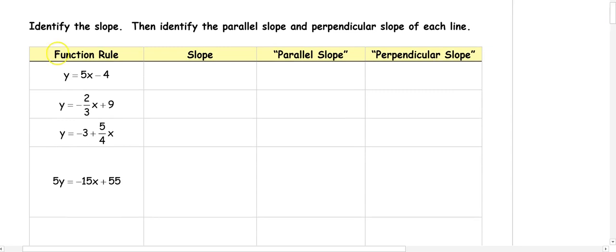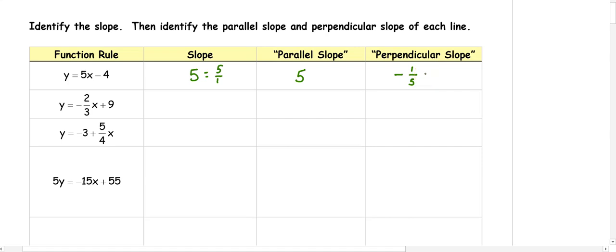So in the first equation, we have y = 5x - 4. So our slope here is 5, which means that the parallel slope is the same, which is also 5. Now remember, if we have a whole number such as 5, we can write that as 5 over 1, which will help us with the perpendicular slope. So the perpendicular slope is the opposite reciprocal. So I need the opposite sign, which is now negative, and I'm going to flip that 5 over 1 to become 1/5.